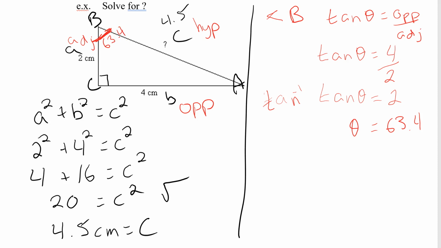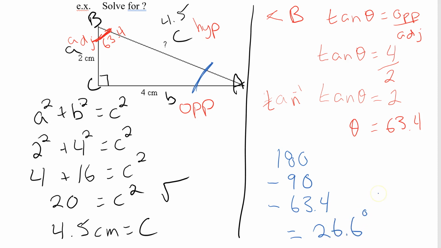Now all I've got to do is find my other angle. I can use trigonometry if I wanted to, but I really think I'm going to work a little easier here. I know that angle A is going to be 180 minus the 90, which is angle C, and minus the 63.4, which is my angle B. Go to my calculator, 180 minus 90 minus 63.4, and that's going to be 26.6 degrees. And now I've solved 26.6.